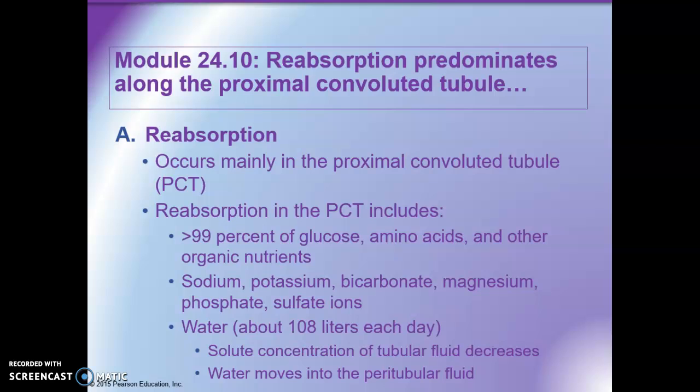Reabsorption predominates along the proximal convoluted tubule, or PCT. Reabsorption in the PCT includes 99% of the glucose, amino acids, and other organic nutrients, sodium, potassium, bicarbonate, magnesium, phosphate, and sulfate ions, and water, about 108 liters per day. The solute concentration of the tubular fluid decreases and water moves into the peritubular fluid.